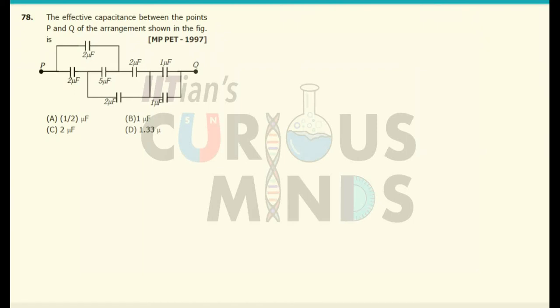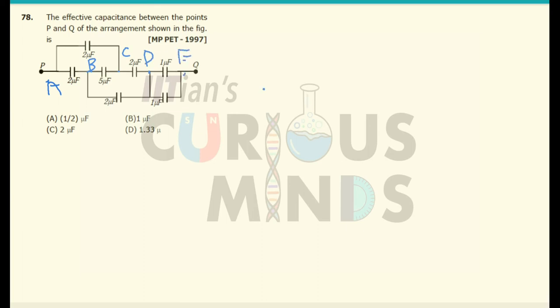The effective capacitance between the points P and Q of the arrangement as shown in the figure. It is forming a somewhat Wheatstone network at this point. Okay, let me first draw these points. Let this point be A, let this point be B, let this point be C, let this point be D, and let this point over here be E.